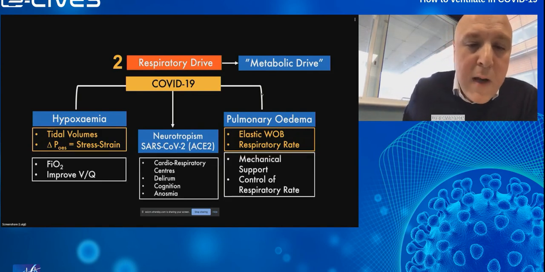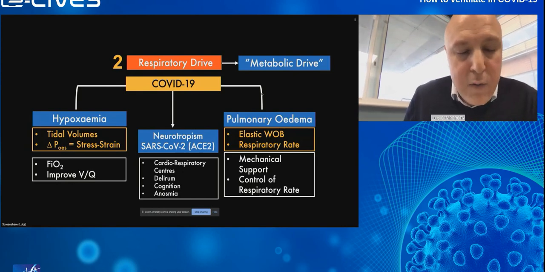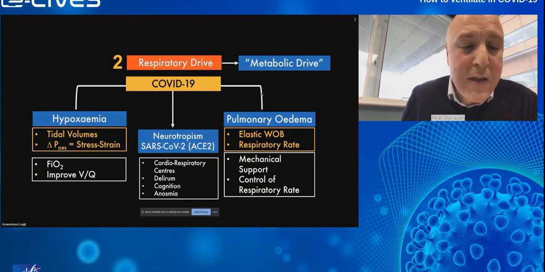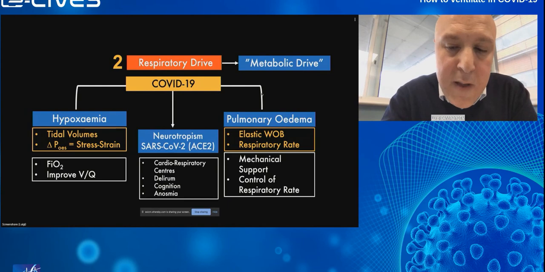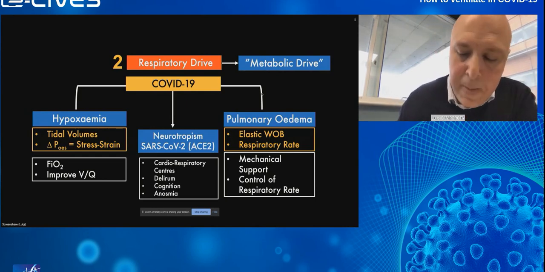So I think, what can we do? Obviously the FiO2 is an important first measure. And the other thing is things that we can do to improve VQ matching. So maybe prone position in these patients might work very well. On the other side, for the elastic work of breathing, we need certainly mechanical support and sometimes pharmacological support to control the respiratory rate and therefore the stress and strain of the lung.